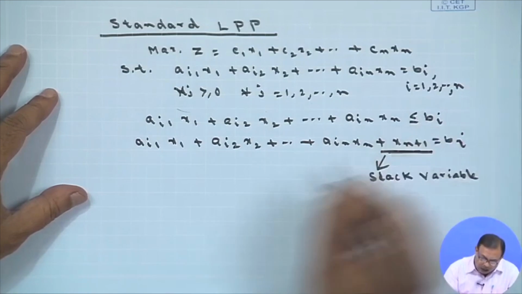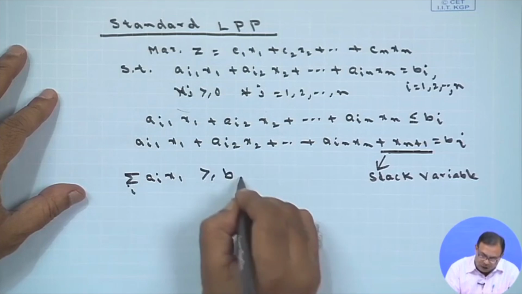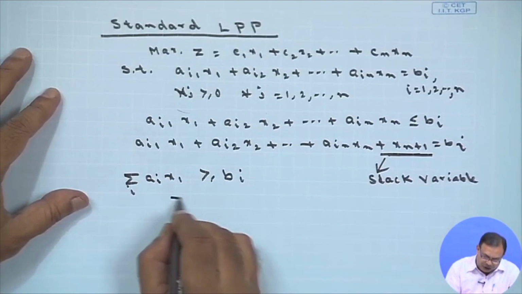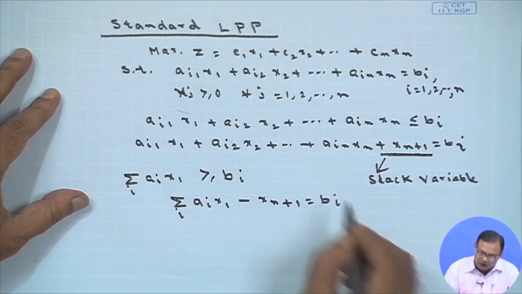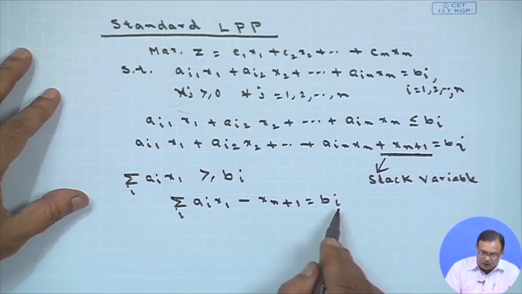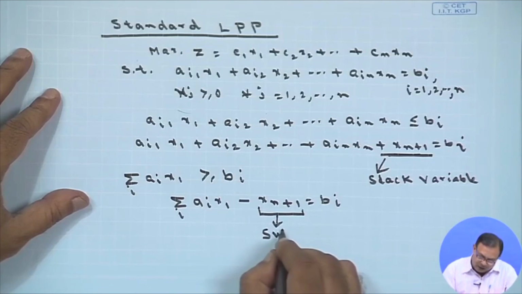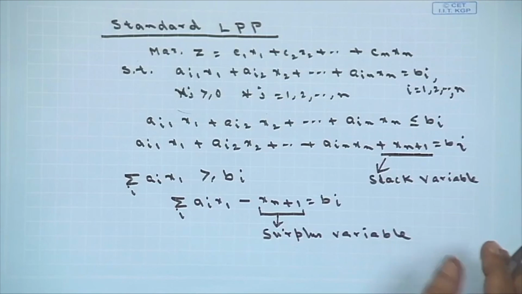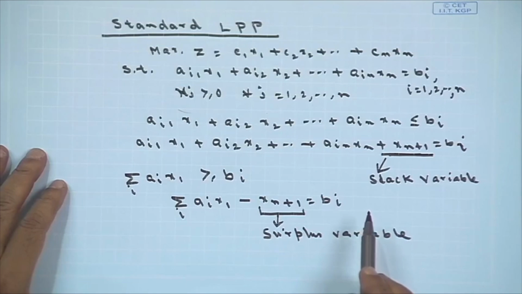Similarly, if I have the summation over i of ai xi greater than equals bi, say, in that case, to make it an equality, I have to subtract one variable. So, I can write summation over i of ai xi minus xn plus 1 equals bi, because if I subtract, then this will be equal to bi. This variable we are subtracting to make it an equality, and it is known as the surplus variable. So, we use the slack variable and the surplus variable to make an inequality type of equation into an equality type of equation.